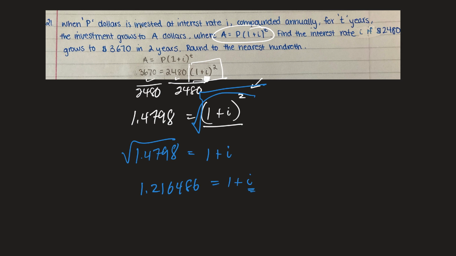I want to solve for I, so now I'll subtract 1 from both sides. So subtract 1, and I come up with 0.216486. They say round to the nearest hundredth. Oh, now hold it. This is an interest rate. So I'm going to times that by 100. So the interest will be 21.6, and they need another decimal place, 21.65. That would be the interest rate.